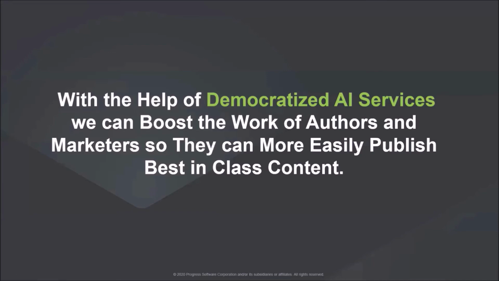With the help of democratized AI services, we can boost the work of authors and marketers so they can more efficiently publish best-of-class content. So what does this mean? Cognitive abilities enable a wealth of options for web content management systems, DXPs, these types of capabilities. So what we're going to focus on here is where the Sitefinity platform can help you grow your content, or maybe you can extend it further to help boost your marketing capabilities.